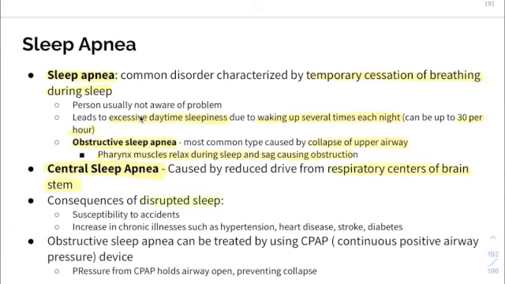Anyone with sleep apnea is going to have disrupted sleep because every time they stop breathing, it kind of wakes them up to start breathing again. And if you're not getting enough sleep, you're more susceptible to accidents. It causes hypertension, heart disease, stroke, diabetes. That's why it's important to get enough sleep.